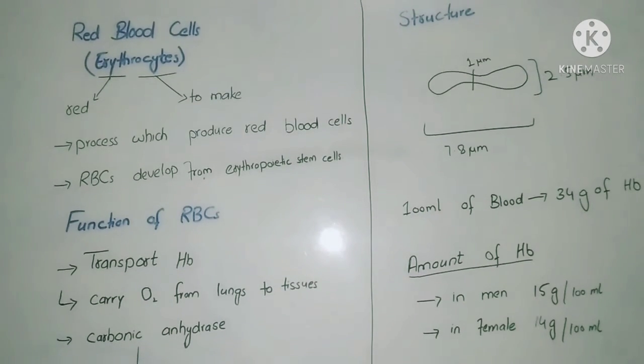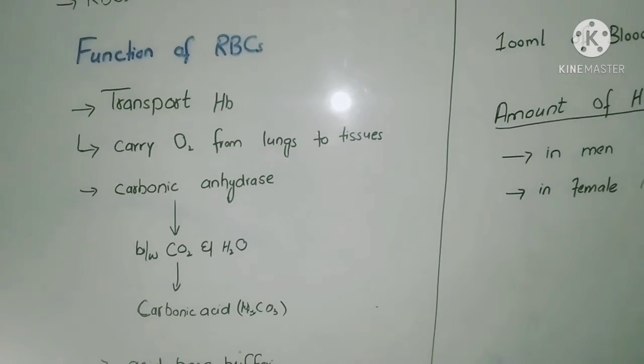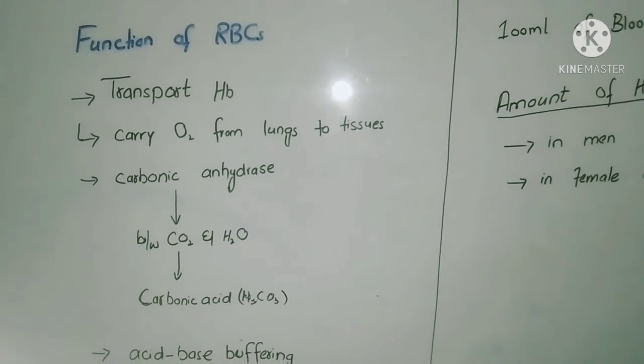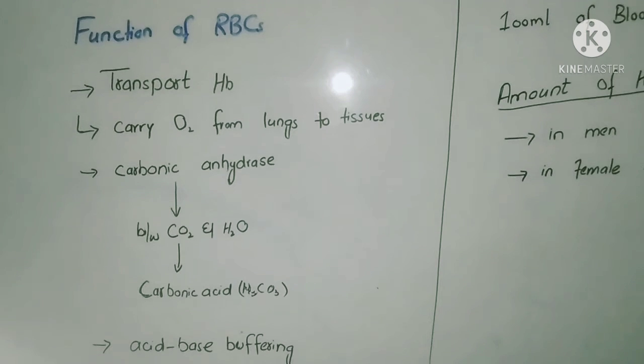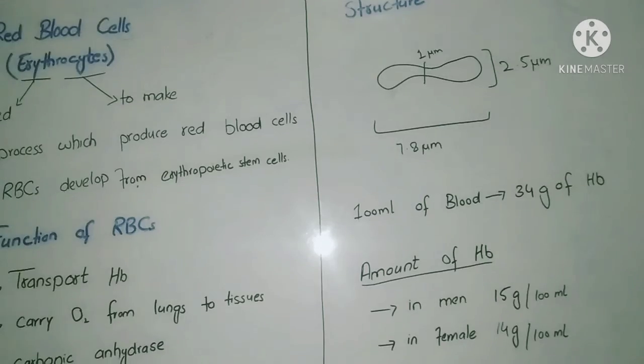Function of RBCs: they transport hemoglobin, which in turn carries oxygen from the lungs to the tissues. Another important function involves carbonic anhydrase, an enzyme which catalyzes the reversible reaction between carbon dioxide and water to form carbonic acid. The other important function of RBCs is acid-base buffering.